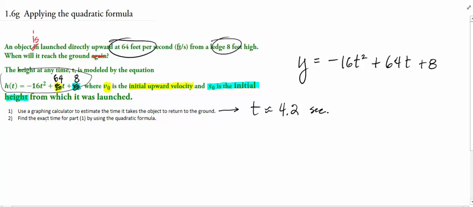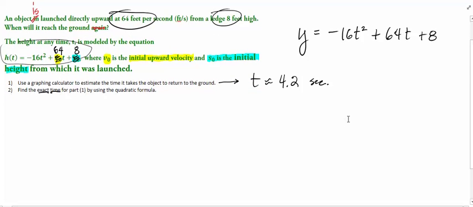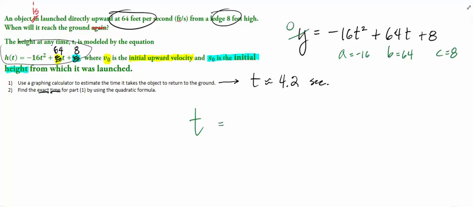Now, it says find the exact time for part 1 using the quadratic formula. So now we're going to dump this into the quadratic formula, and I know what my a, b, and c are, right? A is negative 16, b is 64, and c is 8. Alright, so instead of x equals, this will be t equals, right? This is for when the height of the object is 0. So we're really putting in a 0 for y, and that means we're looking for the x-intercepts, or in this case the t-intercepts. So when I'm trying to solve a quadratic, which is looking for the intercepts, I can use the quadratic formula, and here we go.